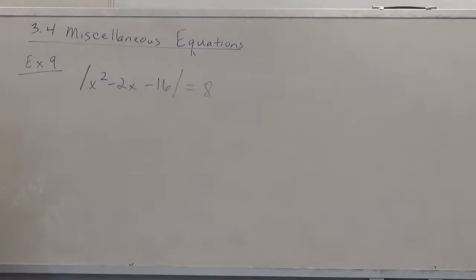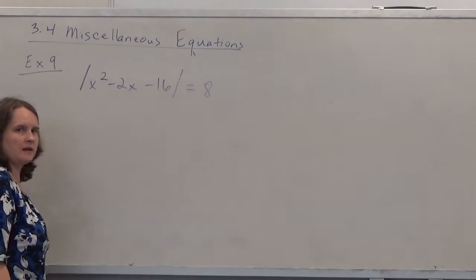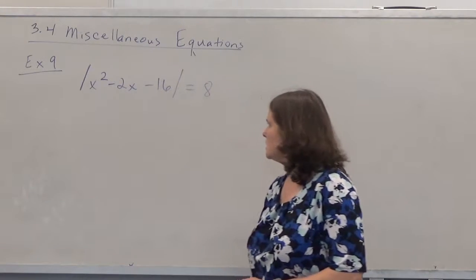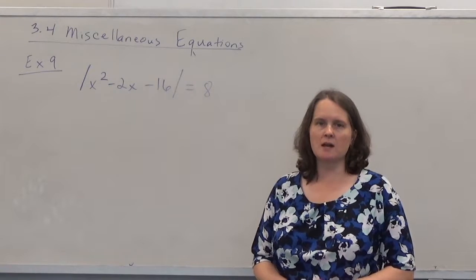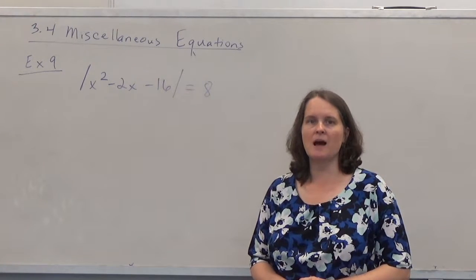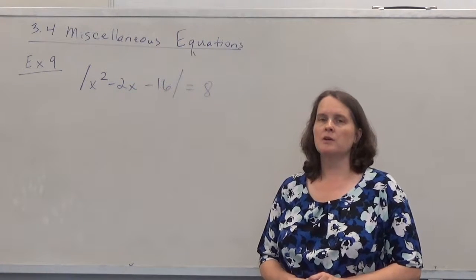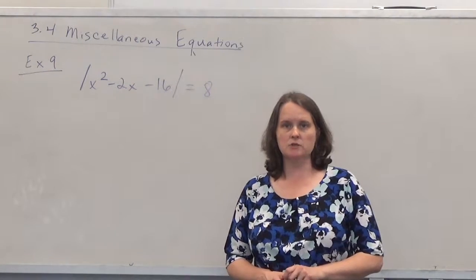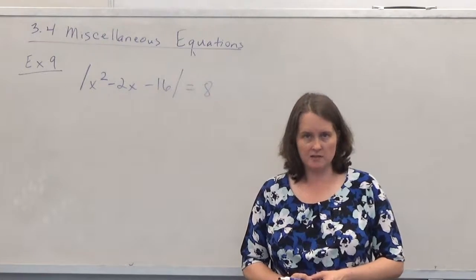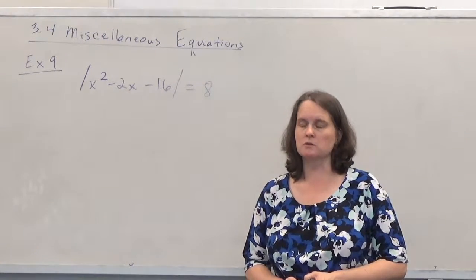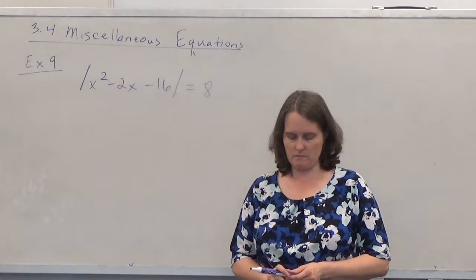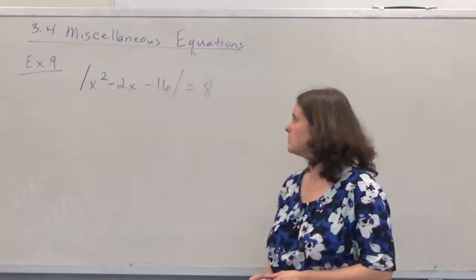Example 9, we're doing an absolute value equation. We know how to handle absolute value equations from an earlier section. The only difference here is that you've got a quadratic equation combined with the absolute value. We know that absolute value equations typically gave us 2 possible answers. We also know that quadratic equations typically give us 2 possible answers. So be expecting to find 4 possible answers for these problems.